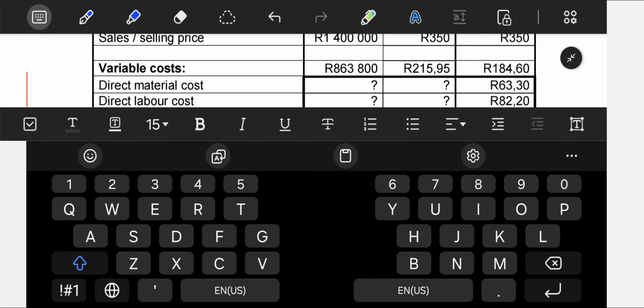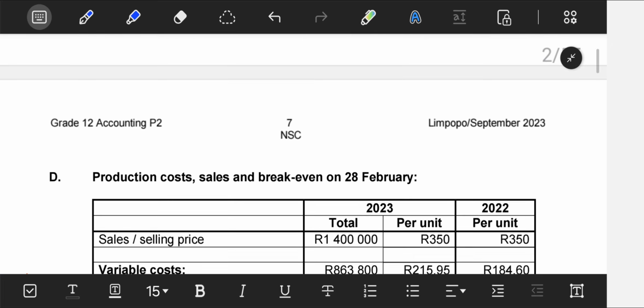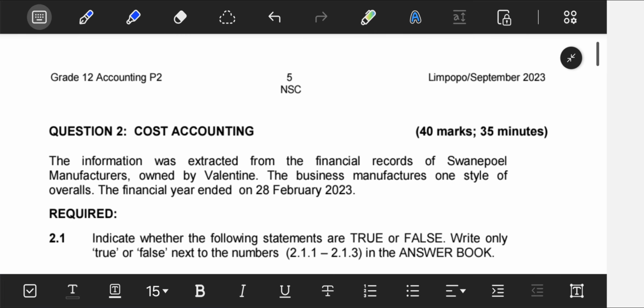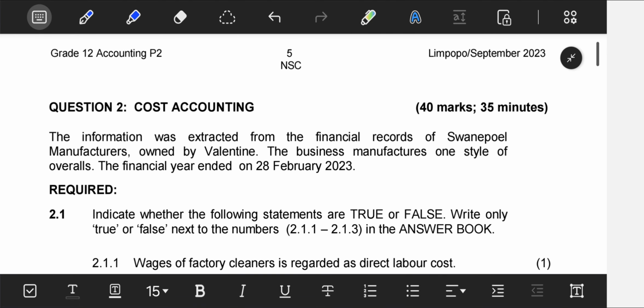Okay, let's do manufacturing from Limpopo 2023 September. Right, question 2. The information was extracted from the financial records of Swanepoel manufacturers owned by Valentine. The business manufactures one style of overalls. The financial year end is 28 February 2023. All right.